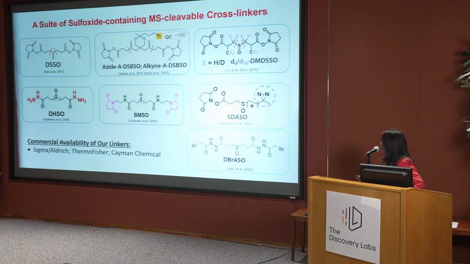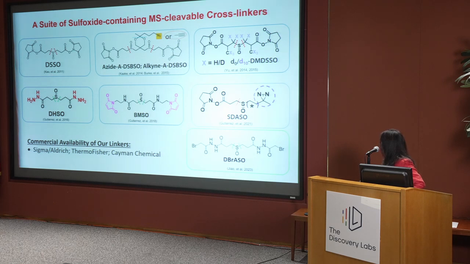So through the years, we have developed more than a dozen sulfoxide-containing MS-cleavable cross-linkers. The first one, as I said, is the DSSO cross-linker. Then we developed the membrane-permeable, enrichable DSP-SO cross-linker for systems-wide analysis. We developed isotope-coded cross-linkers for quantitative analysis. And we also developed the different reagents I showed you earlier for targeting specific residues.